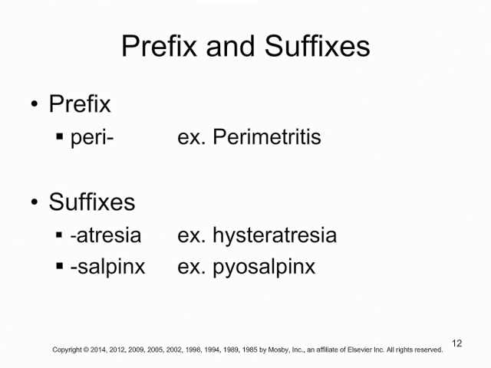Salpinx is referencing the uterine tube or fallopian tube. So pyosalpinx would mean that you have pus in your uterine tube. And note from the previous slide, we have salpingo. Salpingo also means uterine tube. So it just kind of depends on the medical word you want to create, whether you use the word root combining form salpingo or the suffix salpinx.